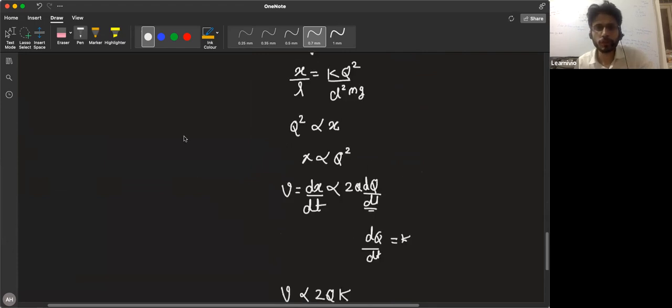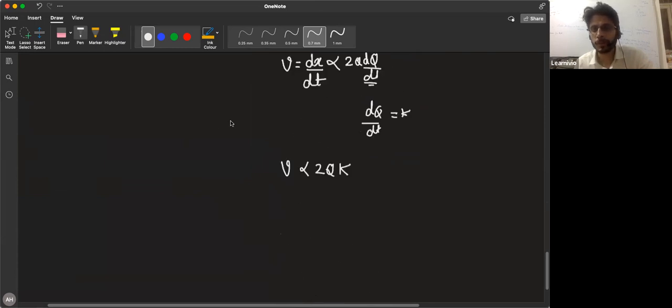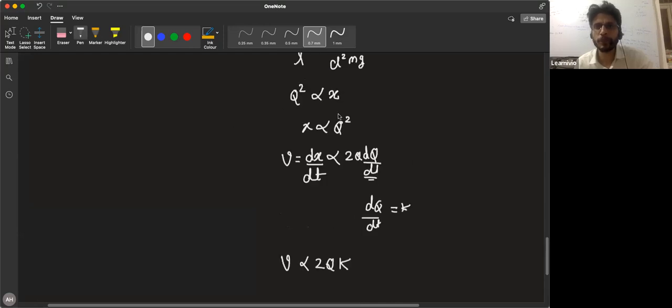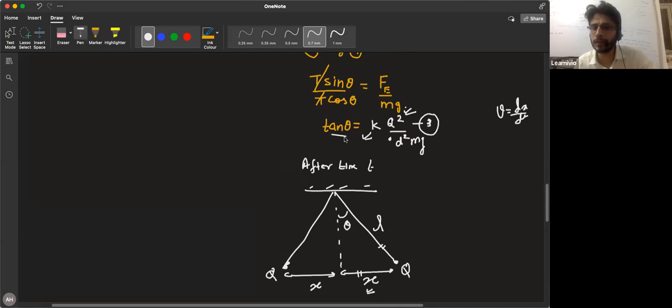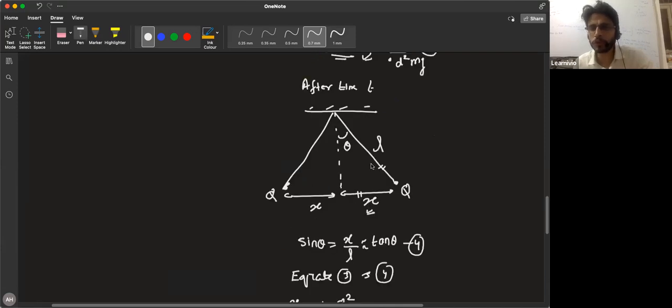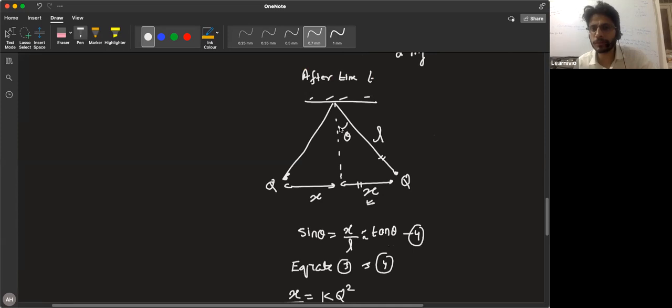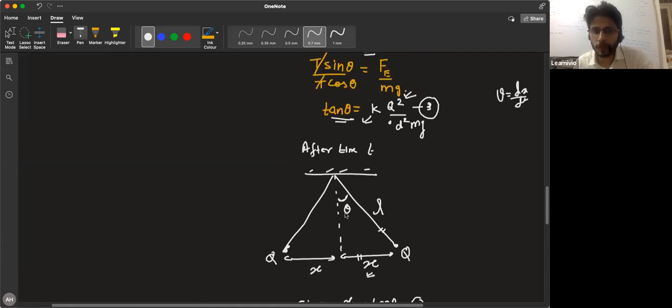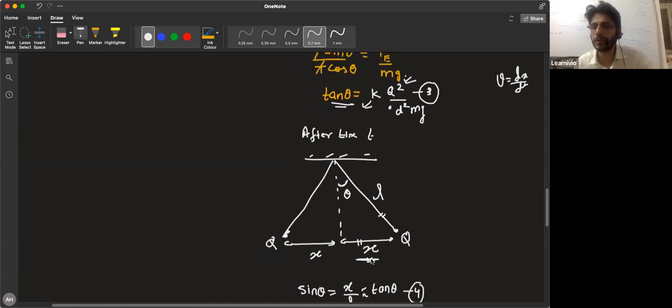Sir, I didn't understand. Why did we equate equations 3 and 4? See, in equation 3 we calculate tan theta, and in equation 4 we also calculate tan theta. The difference is that earlier we calculated tan theta from the forces, and now we calculate it using the distances. I have to relate this x and q. That's the motive, to relate x and q. Okay, sir.